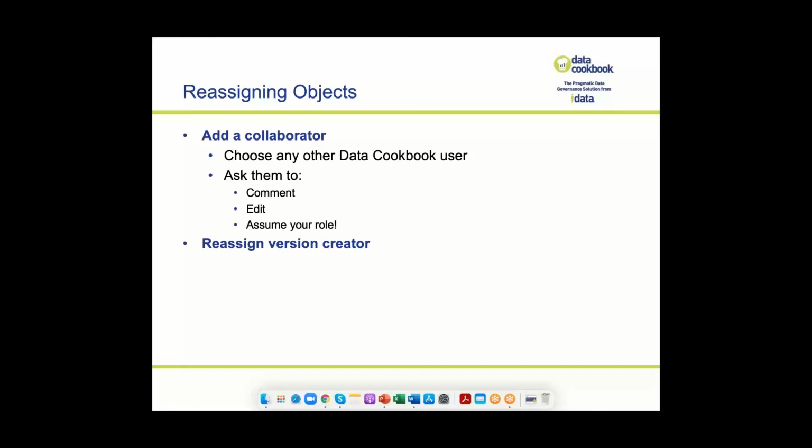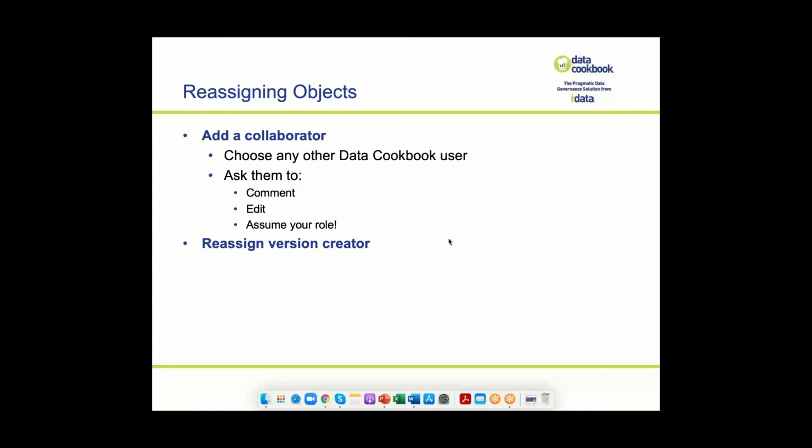Start with reassigning objects. This is something that we introduced, I think, at the same time that we introduced customizable workflows. Most of the time, an object will pass through the workflow, and when it gets to the right stage, some group or some people will be expected to work on it. But there are times when you might want to circumvent that, or you might want to supplement it.